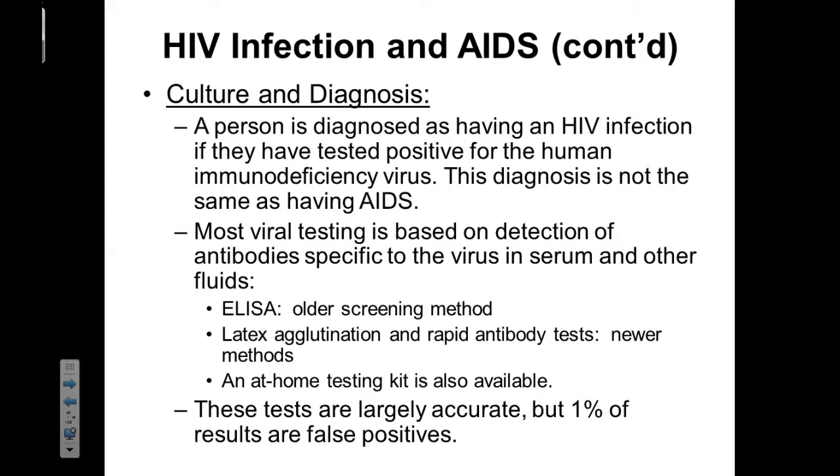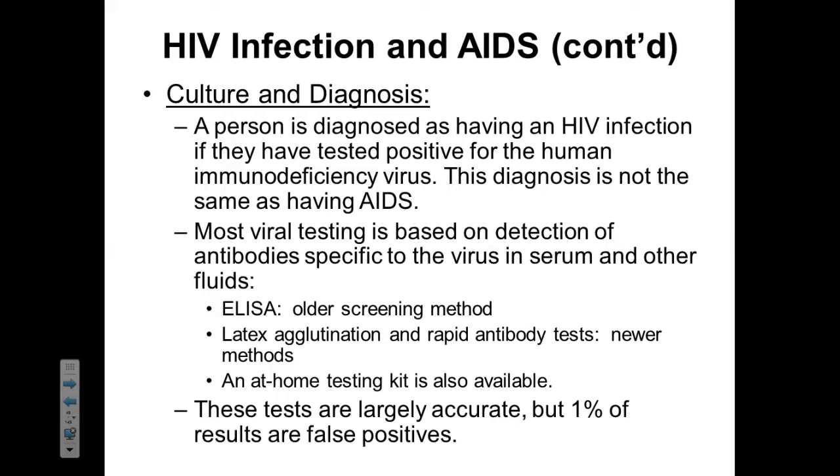If someone's diagnosed as having HIV, then they've tested positive for the HIV, the human immunodeficiency virus. This diagnosis is not the same thing as having AIDS. AIDS is defined as having your T lymphocyte count drop below 200 cells per microliter of blood.